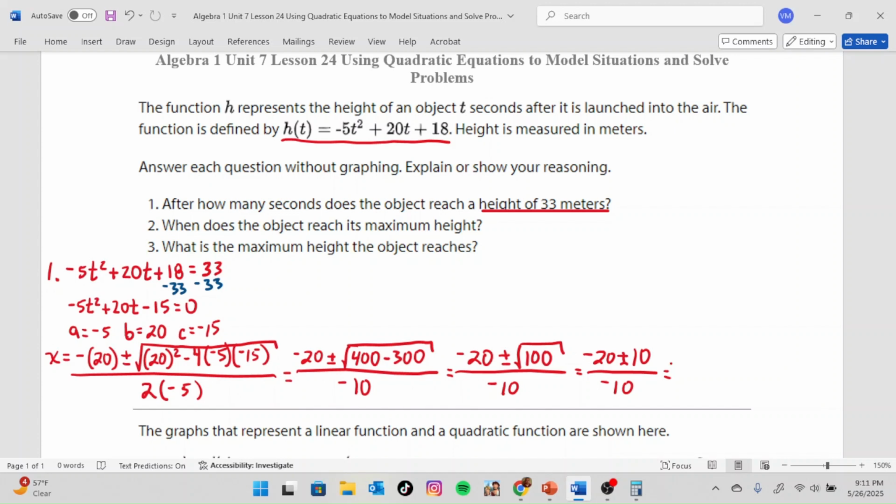Negative 20 divided by negative 10 is going to be 2. And plus or minus 10 divided by negative 10 is going to be plus or minus 1. So the two possible answers are that the height is 33 meters when the time is 3 seconds, and when the time is 1 second.